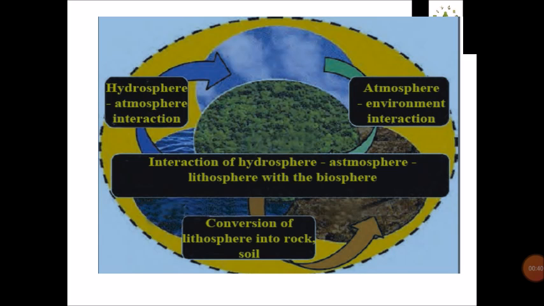Okay, you can imagine it, and all the three spheres are there. Now the hydrosphere-atmosphere interaction is given, the atmosphere and environment interaction is given, and the conversion of the lithosphere into rocks and soil, and the interaction between the hydrosphere and atmosphere, lithosphere with biosphere is shown in the diagram. You can see the diagram, just the arrows, and the different interactions of the different components of life with each other are shown in the same diagram.